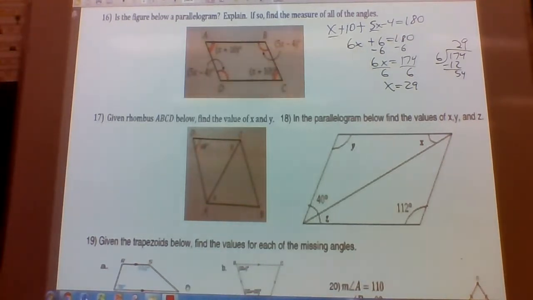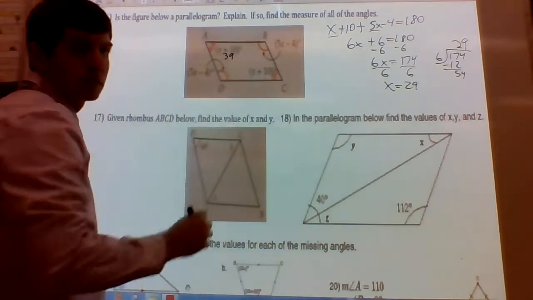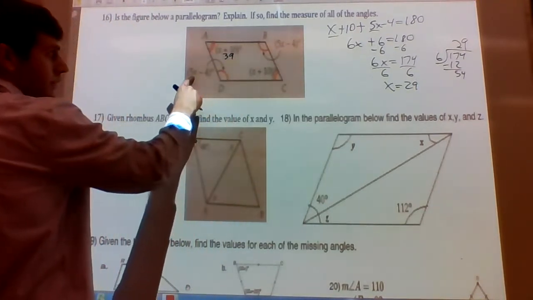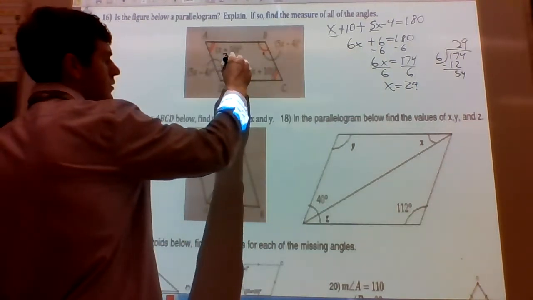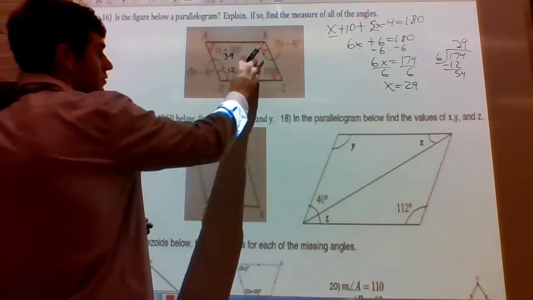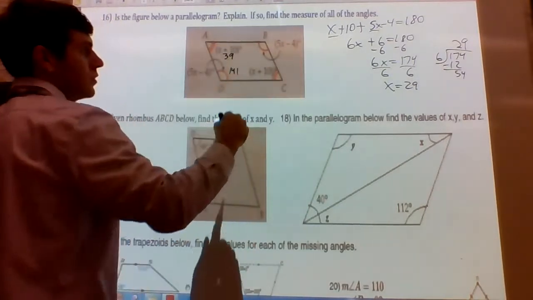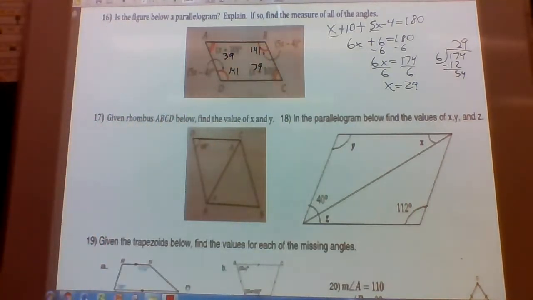So it's asking, is it a parallelogram? It should be, but let's check and make sure when we substitute back in. So we're going to get 39. Here we're going to get 5 times 29. So 5 times 30 is 150, 150 minus 5 is 145, and then 145 minus 4 is 141. So yes, this is 141, this is 39. Yes, this is a parallelogram.